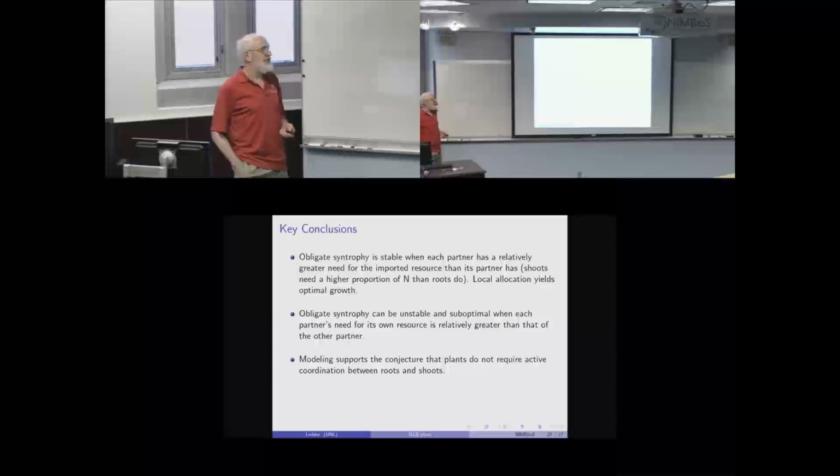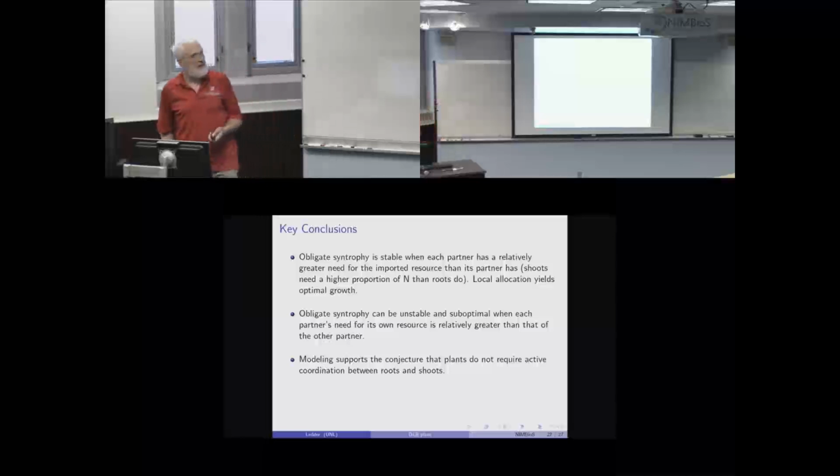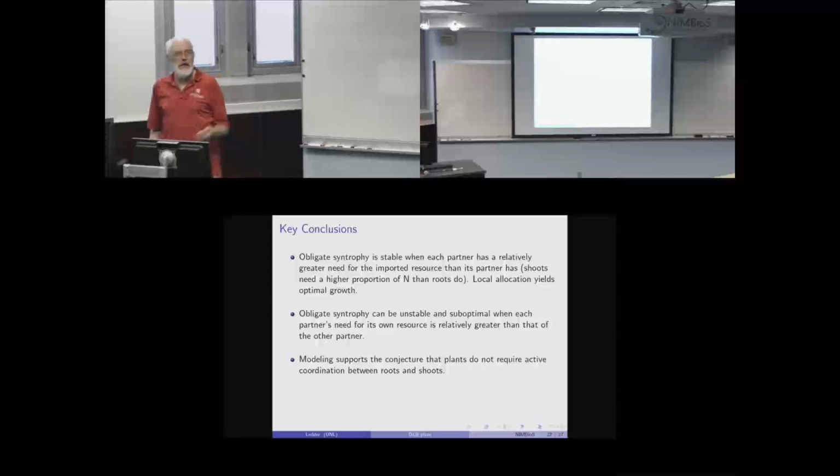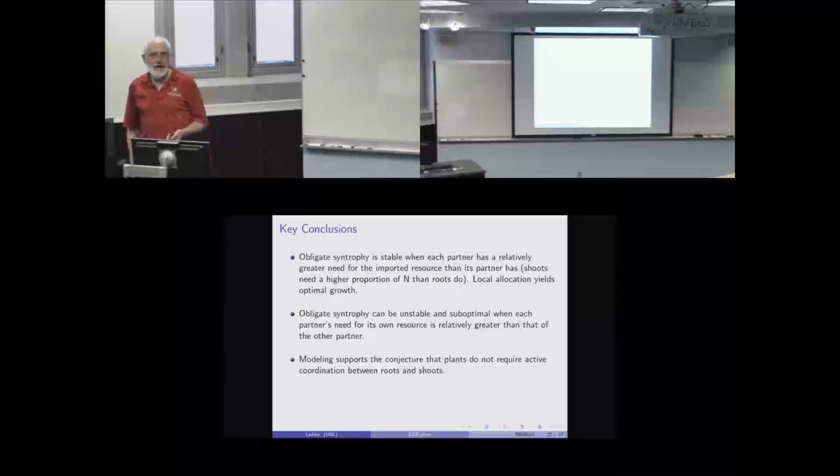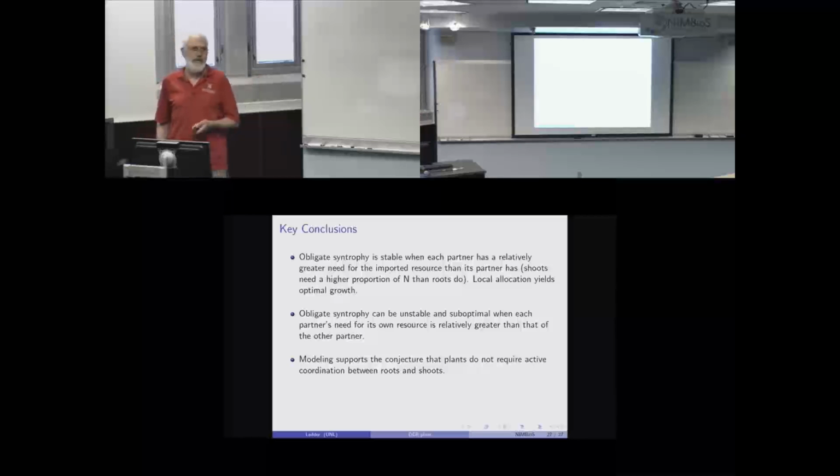Modeling certainly supports the conjecture that plants do not require active coordination between roots and shoots. One thing that we've glossed over here, though, is we have not had a separate allocation rule for how much transport you need. And this same method will not work for that.